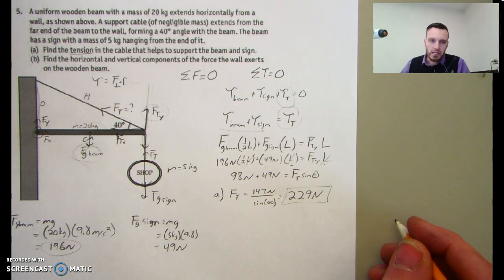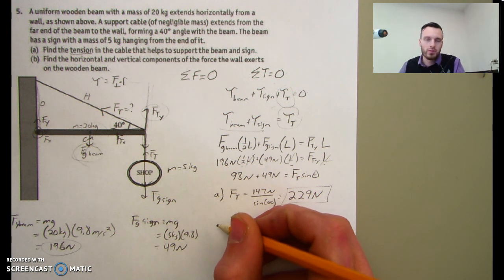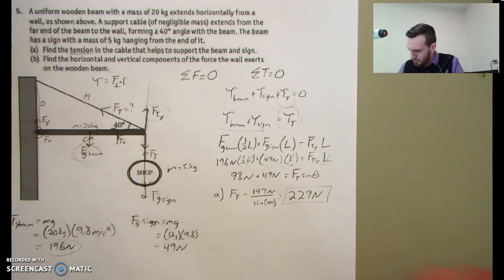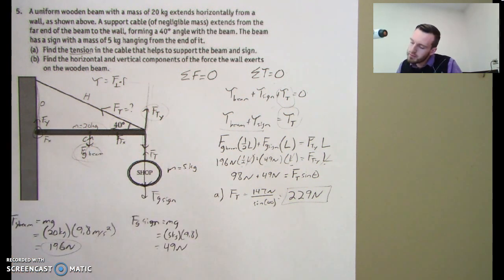Sweet. Now the last part: find the horizontal and vertical components of the force that the wall exerts on the wooden beam. Of course, right? There's always more to these problems. Over here, let's talk about a couple of things. Since we are in rotational equilibrium and the center of mass is not at the center of rotation, we can say that the forces must all be balanced. As we wrote, the sigma F is equal to 0.